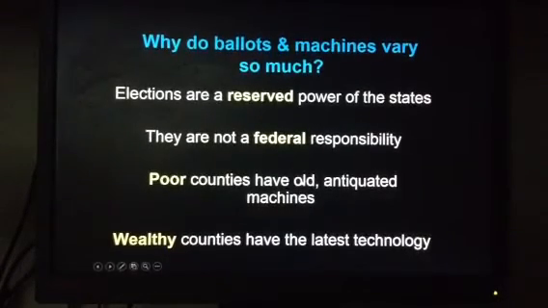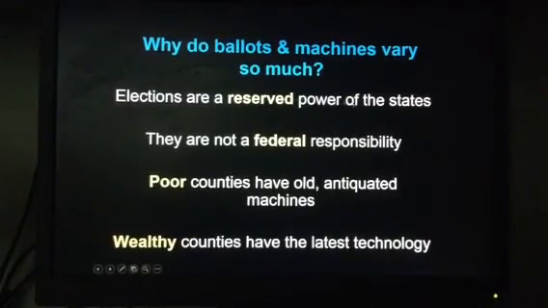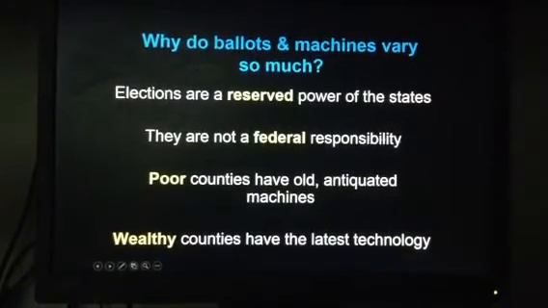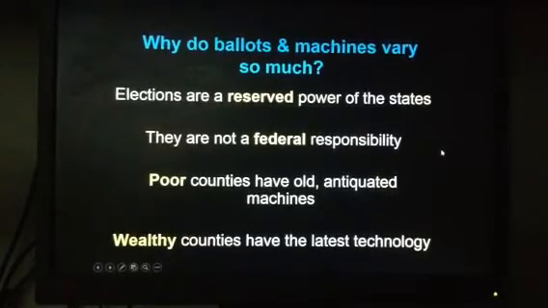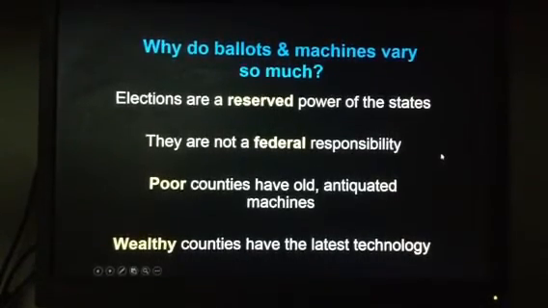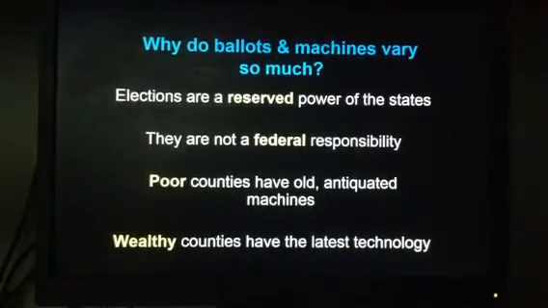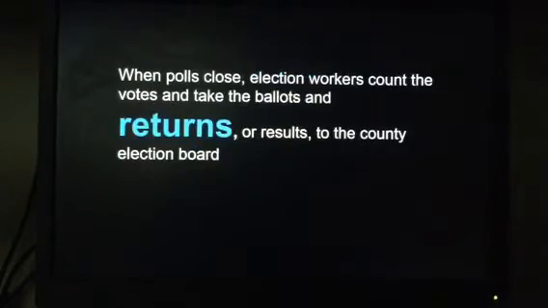Why do ballots and machines vary so much? Because remember, elections are a reserved power of the states. They are not a federal responsibility. So what ends up happening is that poor counties have these old, antiquated machines, whereas the more wealthy counties have the latest technology in voting.